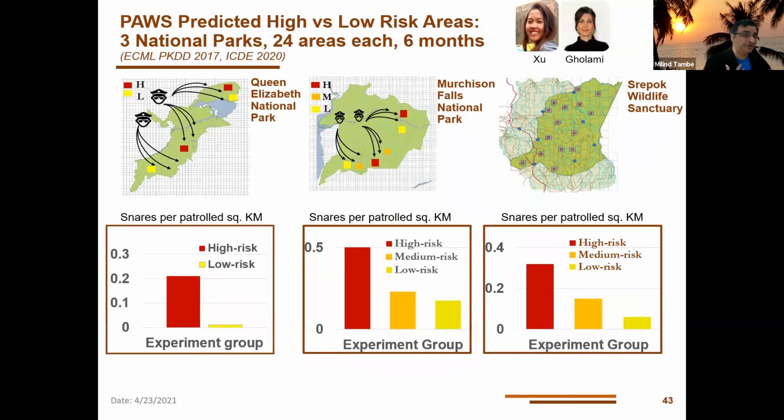And now it was time to do a more extensive test in 3 national parks: Queen Elizabeth, Murchison Falls, and Shreveport Wildlife Sanctuary. We identified 24 areas in each of these parks. Some we predicted were high risk, where more snares would be found. Some we predicted to be low risk, where fewer snares would be found. These are all infrequently patrolled areas. And then we asked rangers to go patrol them for 6 months each and report back results. And here's what we found. Where we predicted high risk, more snares were found than where we predicted low risk. And in fact, for low, medium, and high, similarly, we found that our predictions matched the number of snares captured in each of these areas.